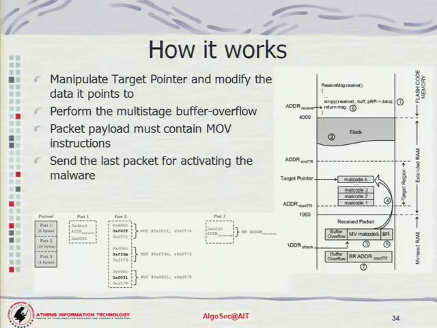You execute the code, but keep in mind that since you want to copy your code inside the heap, the payload of all these messages will contain move commands, because you want to move your code into the heap. This is an example of such a payload. We have three parts. The first part contains the address of the malicious code instructions inside the packet. This is used for overriding the return address of the strcpy.